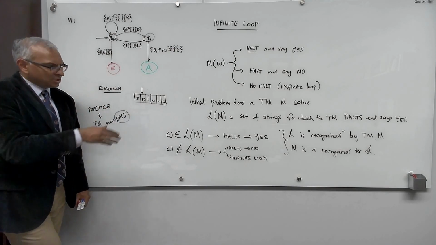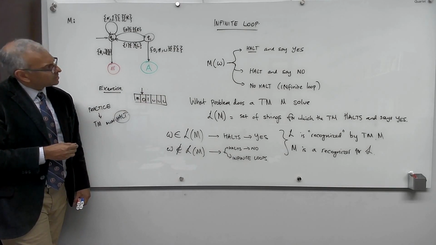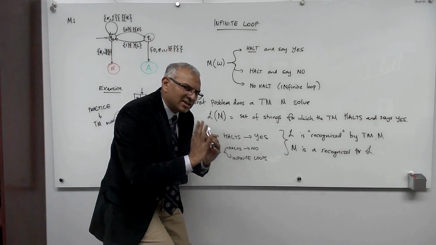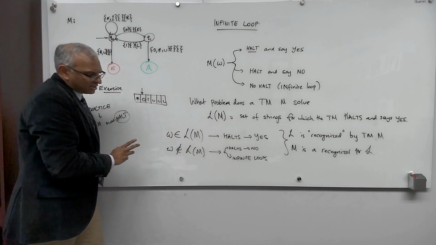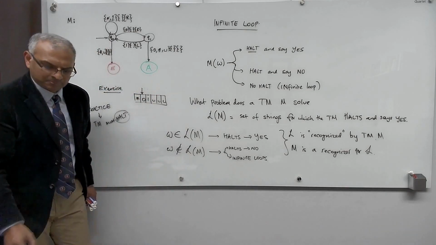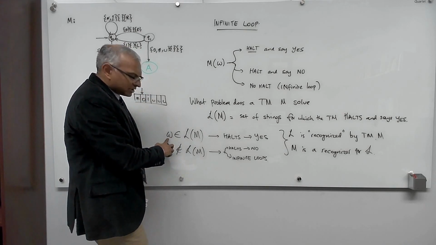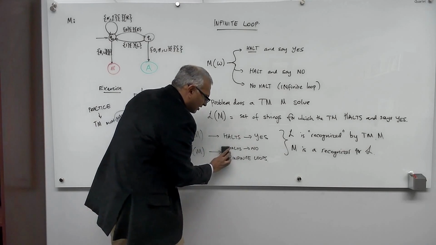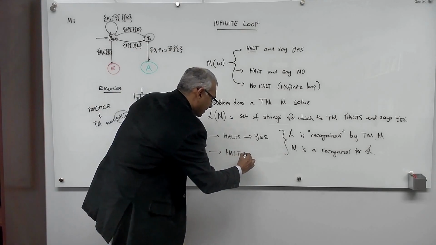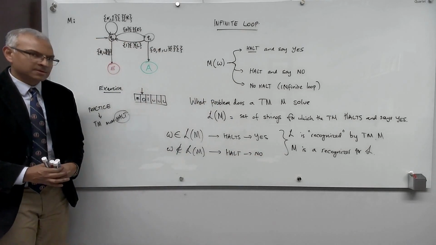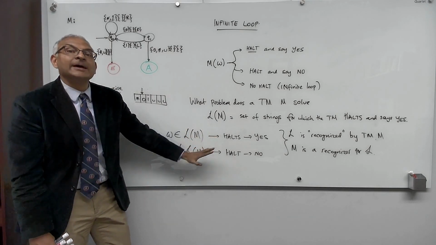Okay, and so in addition to recognizers, we sort of acknowledge the existence of another kind of Turing machine, the kind that we are interested in. That kind of Turing machine is the one that cannot infinite loop. So if we require that the Turing machine does not infinite loop, then for a W in the language, it halts and says yes, and for a W that's not in the language, it must halt and say no. Such a Turing machine, which must always halt, we call a decider.